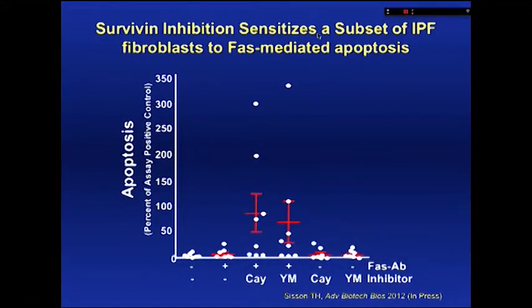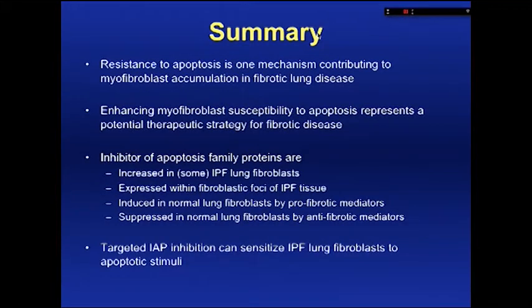The story with Survivin is very similar, although there's a bit more of a distribution. Both inhibitors of Survivin will sensitize a number of the IPF fibroblast cell lines to apoptosis, but neither by themselves induces significant amounts of apoptosis. So to summarize, resistance to apoptosis is one mechanism that can contribute to myofibroblast accumulation in fibrotic lung disease. And we'd hypothesize that enhancing myofibroblast susceptibility to apoptosis represents a potential therapeutic strategy for fibrotic disease.